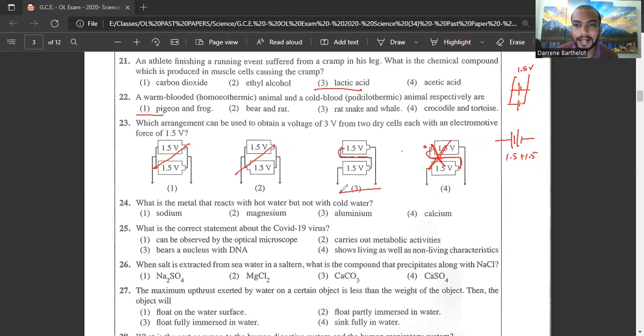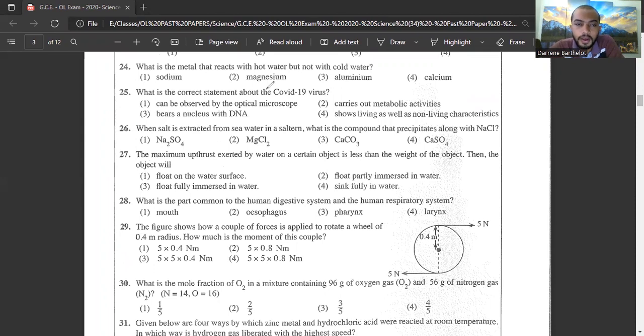So third one is the answer. Question number 24. What is the metal that reacts with hot water but not with cold water? There's only one metal in your syllabus that reacts with hot water but not with cold water, and that should be magnesium, right? So it should be magnesium. When you take sodium, it reacts even with cold water.